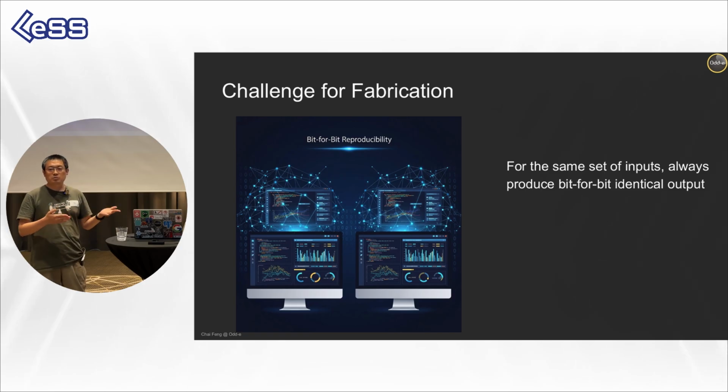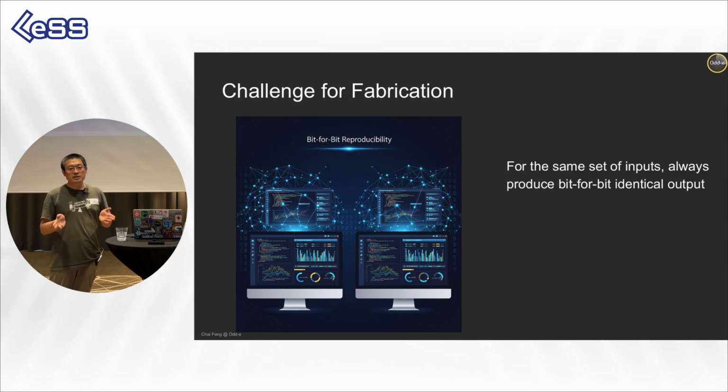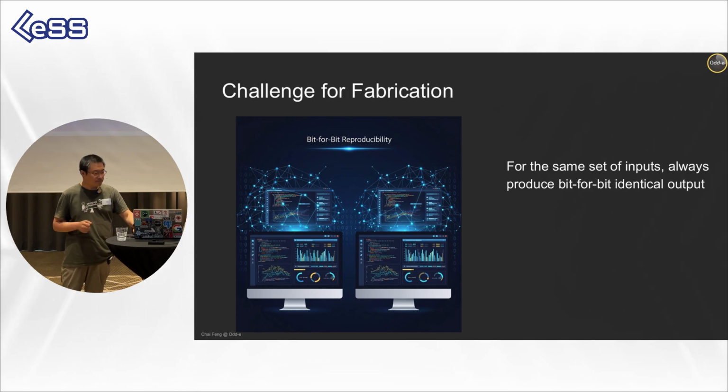And now let's move to the second practice, fabrication. The goal of fabrication is simple to say, but very difficult to achieve in practice: for the same set of inputs, always produce bit for bit identical output. This is the core idea of reproducible builds. Why is this so tough?